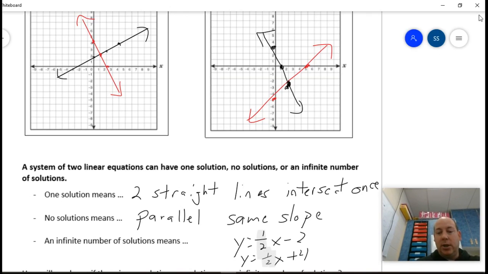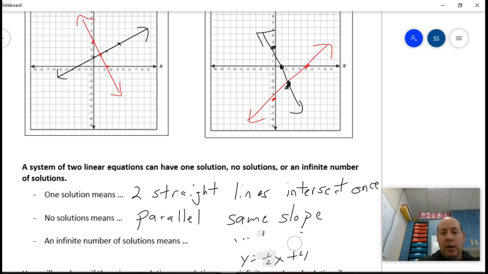They're not going to touch each other, right? There's no point where they're going to intersect. Another way to think about it mathematically, I can't take half of something and subtract 2, take the same number, take half of it and add 4, and ever get it to be the same. They're always going to be different.